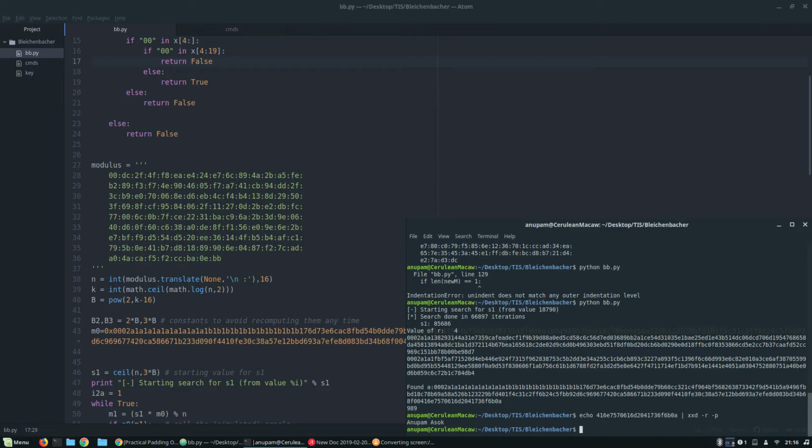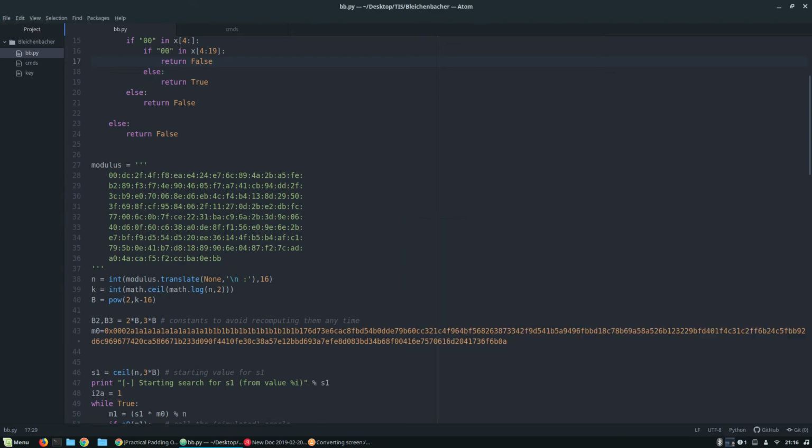Okay, this ran successfully, and we have now completed the Bleichenbacher attack using the padding scheme PKCS number 1 version 1.5. So that's it.